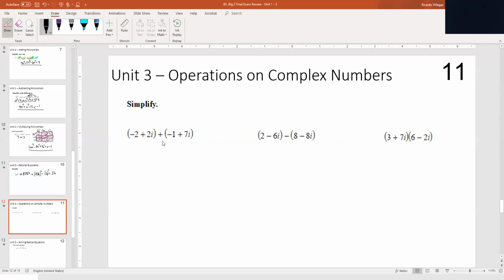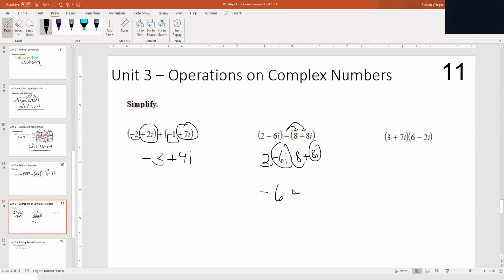So remember that complex numbers add the same way as polynomials add. So negative 2 minus 1 becomes negative 3, and then 2i plus 7i is equal to 9i. And that would be your simplified form for those two complex numbers. Now, when you're subtracting, remember that you always need to distribute the negative. So you end up getting 2 minus 6i minus 8 plus 8i. And then we combine the terms. 2 minus 8 is equal to negative 6. Negative 6i plus 8i becomes positive 2i.